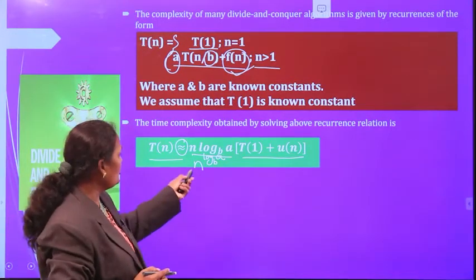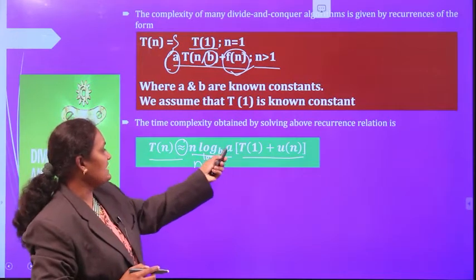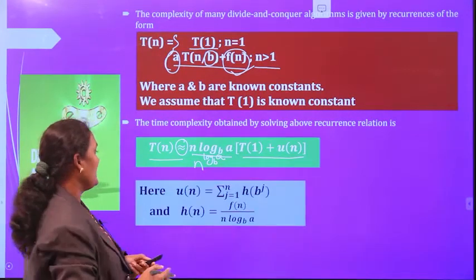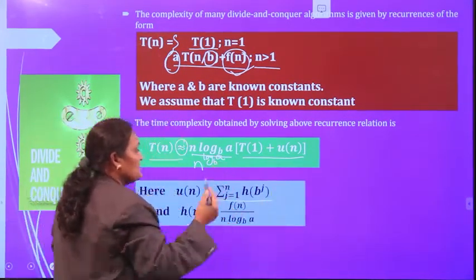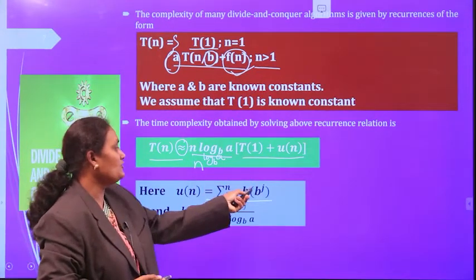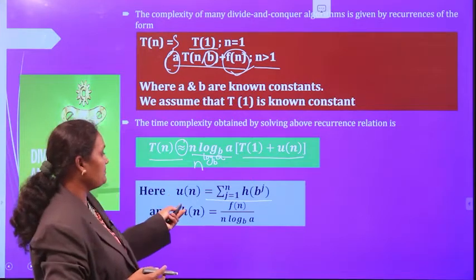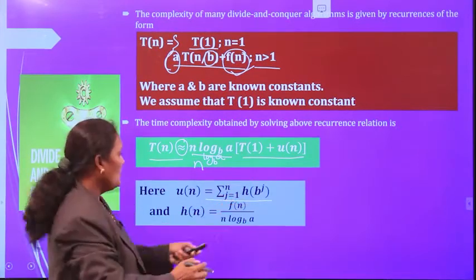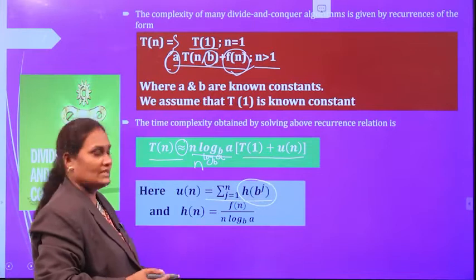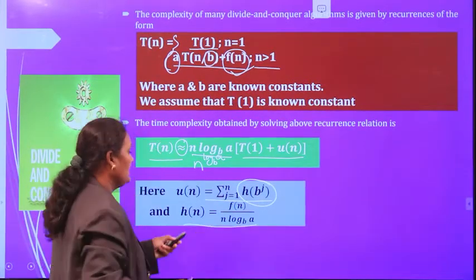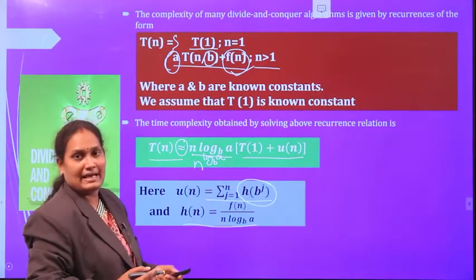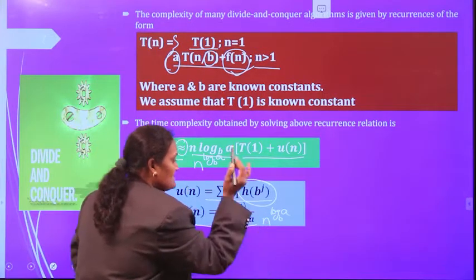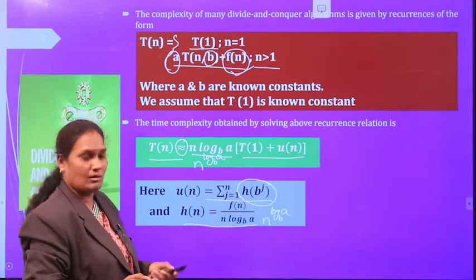Here I know what is a, what is b, and what is T of 1. But I don't know what is u of n. What is u of n here? The u of n can be obtained by this relation: sigma j is equal to 1 to n of h of b power j. What is this h of b power j? That can be found by this function: h of n is equal to f of n by n power log a base b.